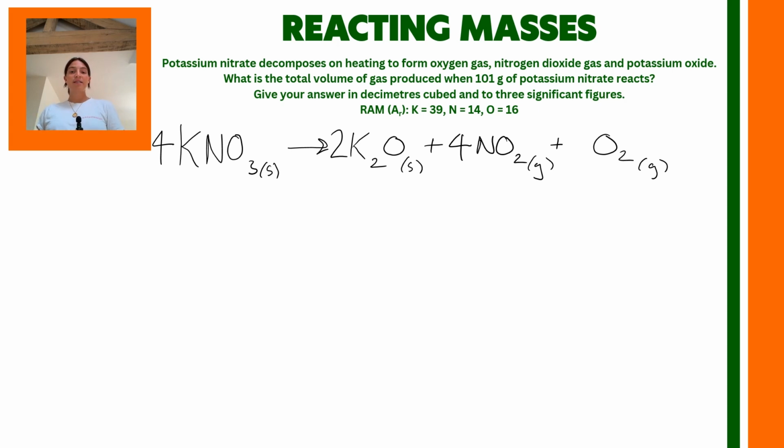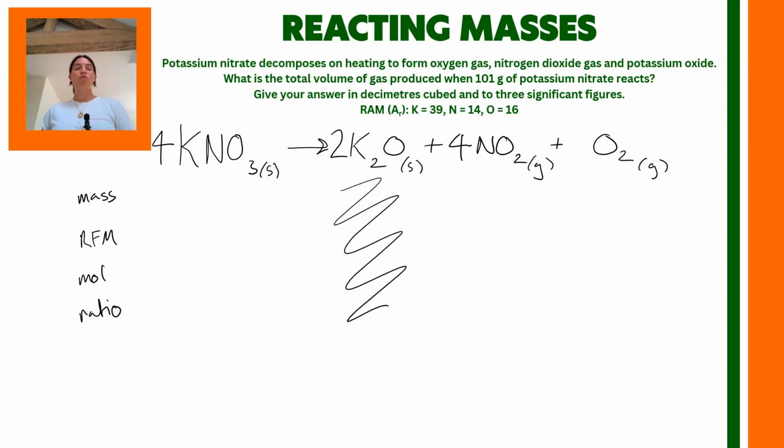And then on my right-hand side, that produces this solid, potassium oxide, and then these 2 gases, nitrogen dioxide gas and oxygen gas as well. So I'm going to need to work out the volume of both of those gases and then add it together to give my total volume of gas produced. Let me get my table ready then.